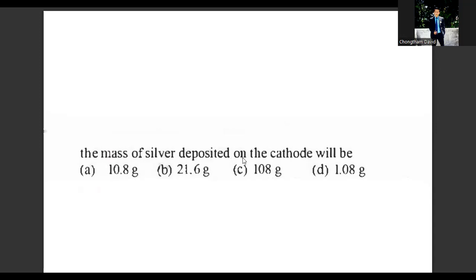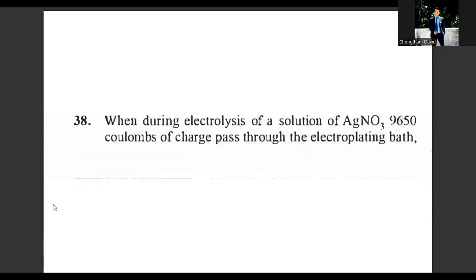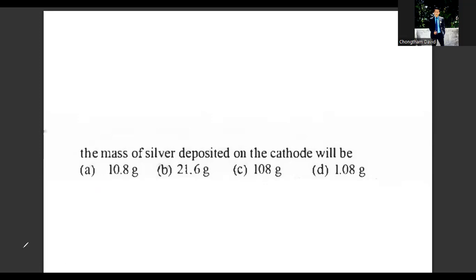38. When during electrolysis of silver nitrate, 9650 coulomb of charge is passed through the electrolyte electroplating bath, the mass of the silver deposited on the cathode. So this is question number 38. Use Faraday's law of electrolysis. How to answer this question 38? The options are given on the next slide. So let us first read the question thoroughly. When during electrolysis of a solution of silver nitrate, 9650 coulombs of charge is passed through, remember, 9650 coulombs, the mass of the silver deposited on the cathode.